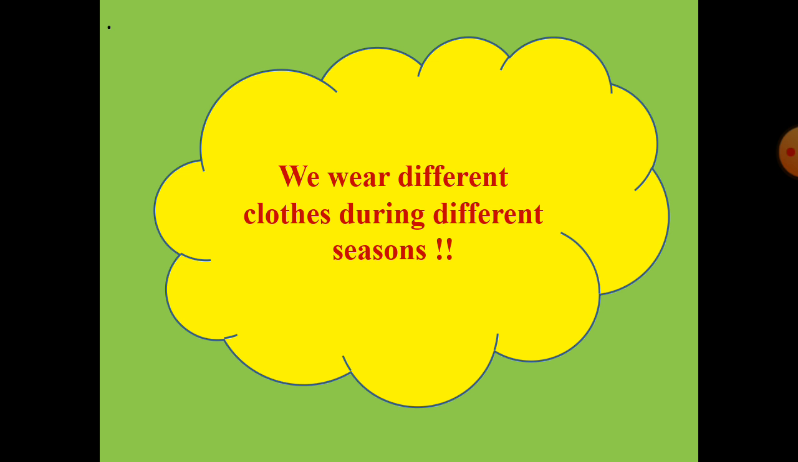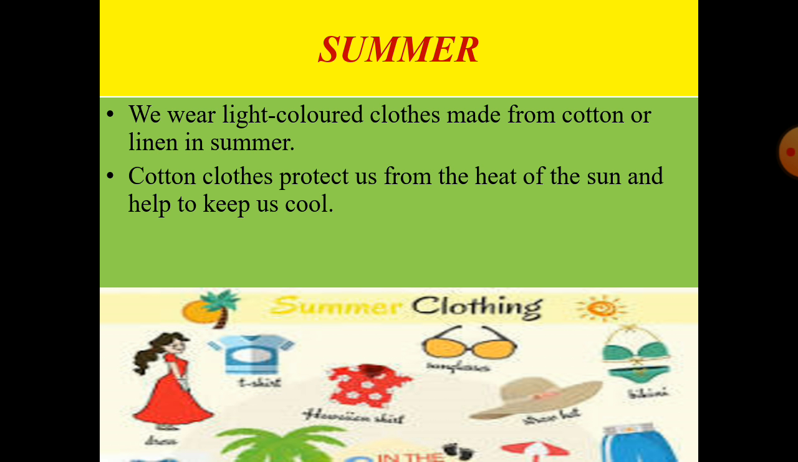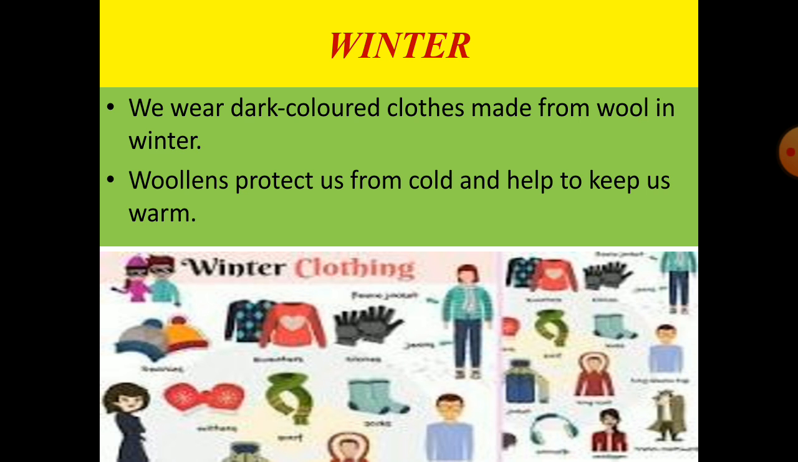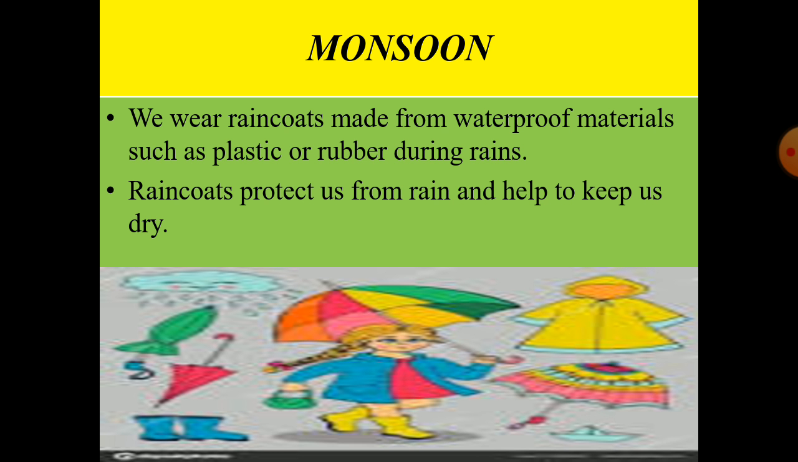We wear different clothes during different seasons. Summer. We wear light colored clothes made from cotton or linen in summer. Cotton clothes protect us from the heat of the sun and help to keep us cool. So that is why we prefer cotton clothes during summer. Winter. We wear dark colored clothes made from wool in winter. Why? Because woolens protect us from cold and help to keep us warm. Monsoon. We wear raincoats made from waterproof materials such as plastic or rubber during rains. Raincoats protect us from rain and help to keep us dry.